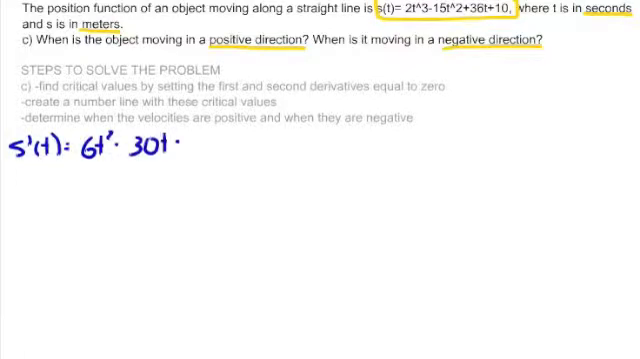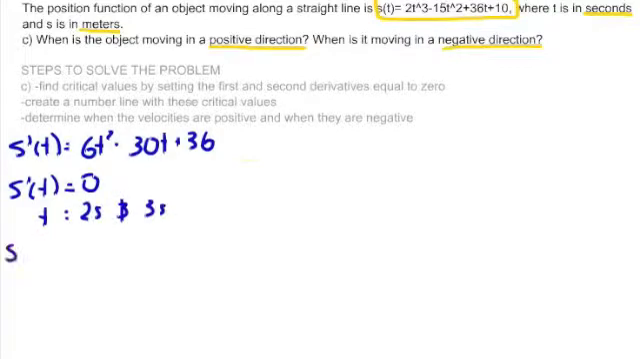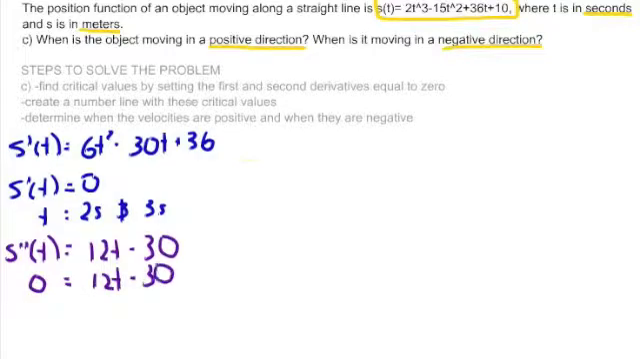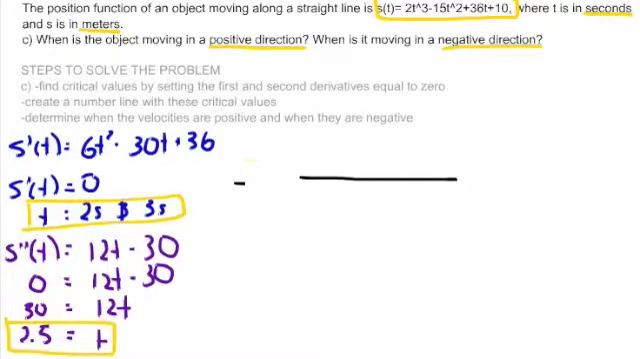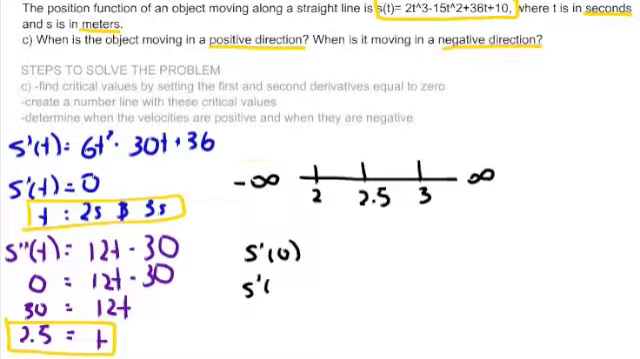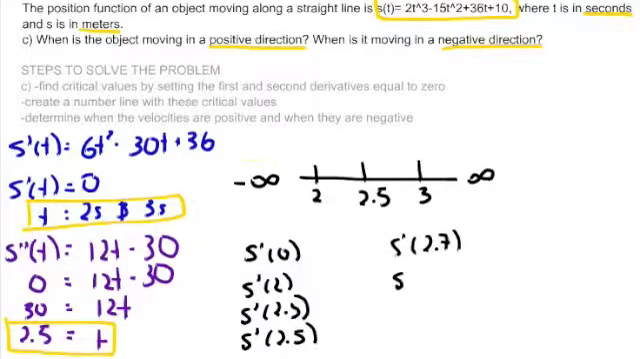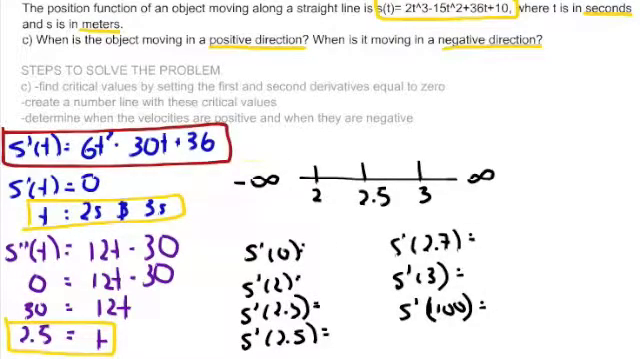We've already determined that S prime t is equal to 6t squared minus 30t plus 36. When set equal to 0, t is equal to 2 seconds and 3 seconds. S double prime t is equal to 12t minus 30. When set equal to 0, t is equal to 2.5. Now we need to create a number line with 2, 2.5, and 3 seconds on it. We will solve for the direction of the velocities between and at these values. So we're solving for S prime 0, S prime 2, S prime 2.3, S prime 2.5, S prime 2.7, S prime 3, and S prime 100.